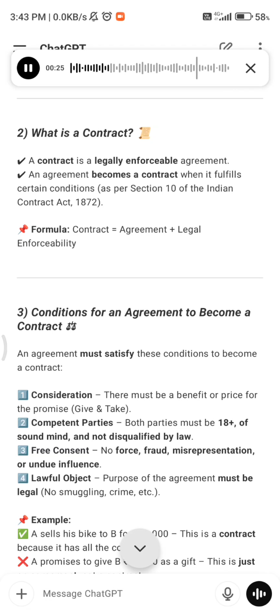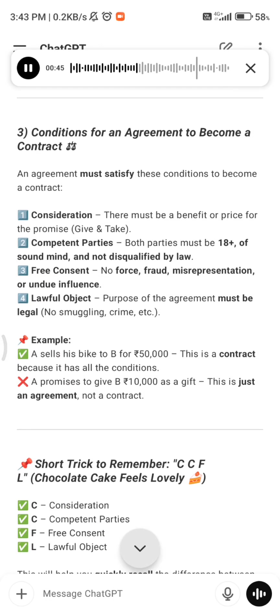2. What is a contract? A contract is a legally enforceable agreement. An agreement becomes a contract when it fulfills certain conditions, as per Section 10 of the Indian Contract Act, 1872. Formula: contract = agreement plus legal enforceability. Conditions for an agreement to become a contract: an agreement must satisfy these conditions.